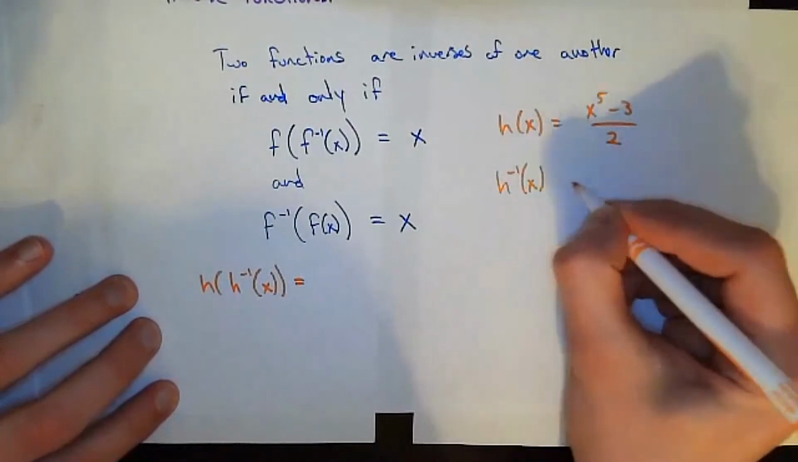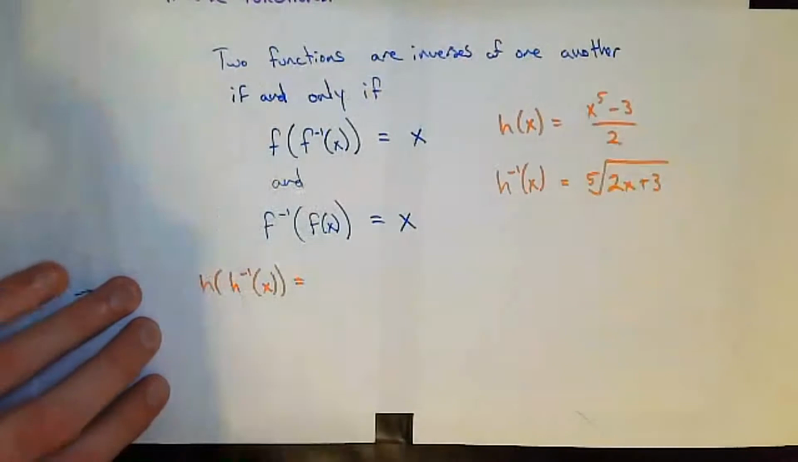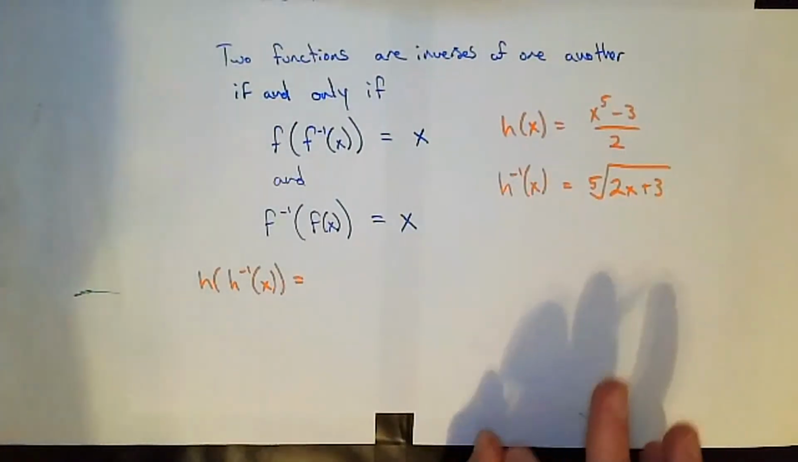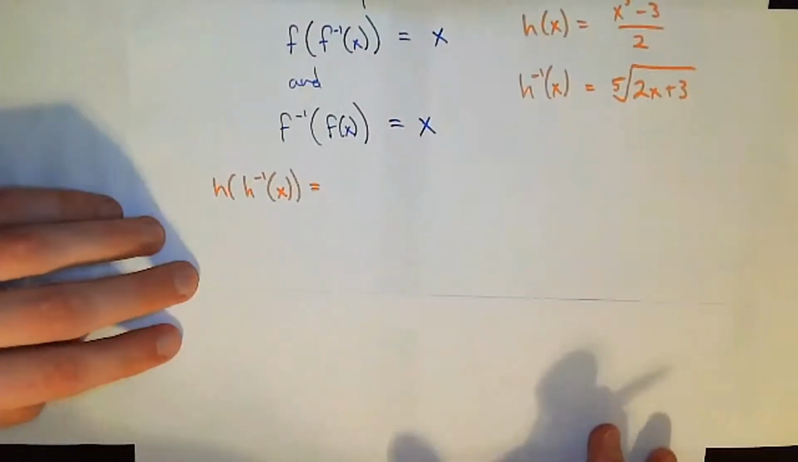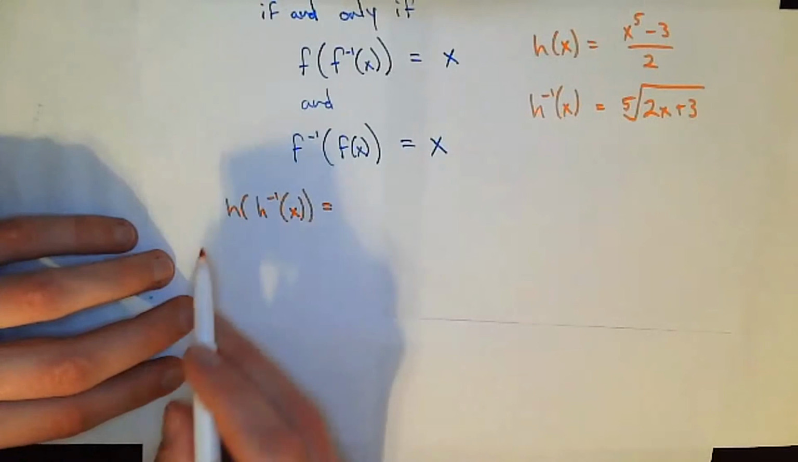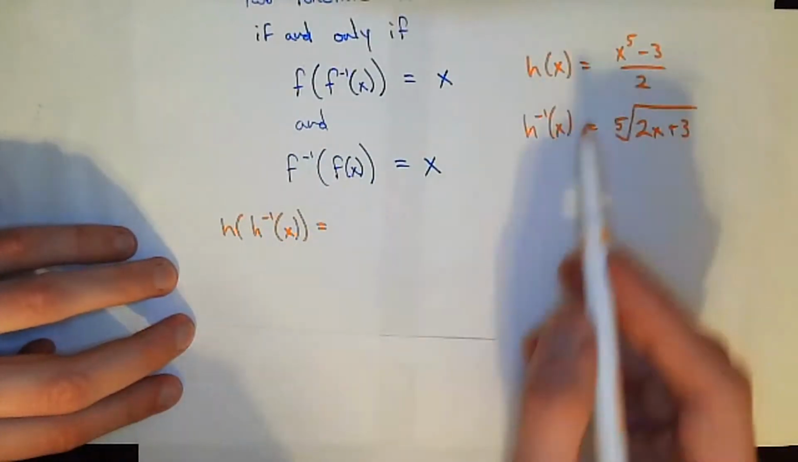H inverse of x was the 5th root of 2x plus 3. Okay, there they are for reference. Am I going to regret doing this with these functions? Maybe. Let's see. I don't think it's going to be too bad. All right, so how do I do this? I literally write the h function, but I write h inverse in place of x.